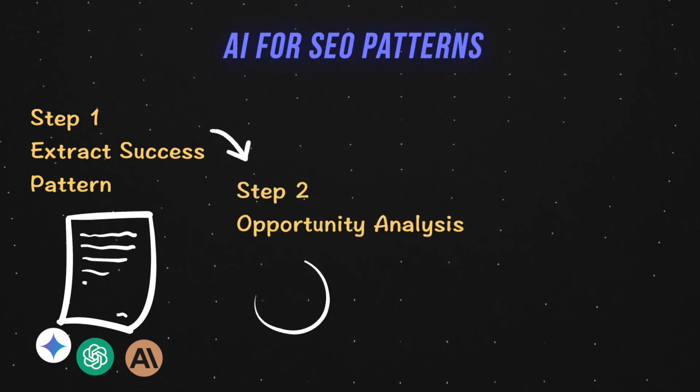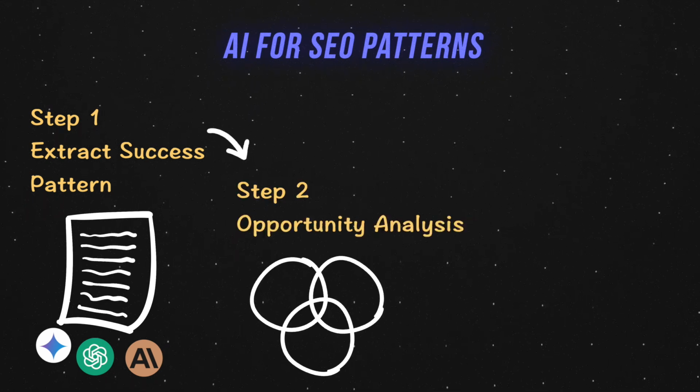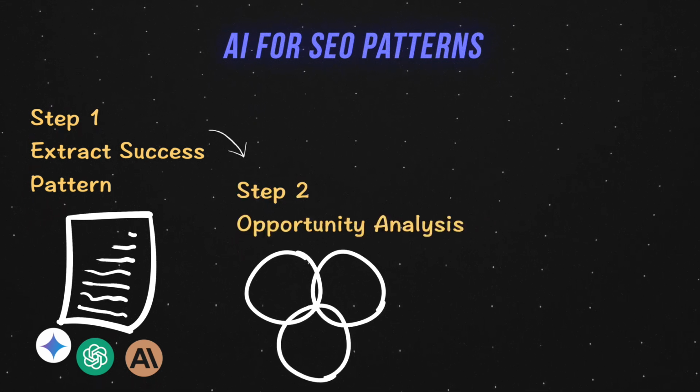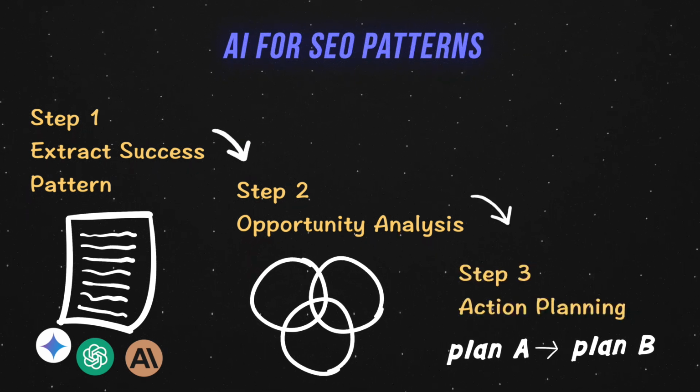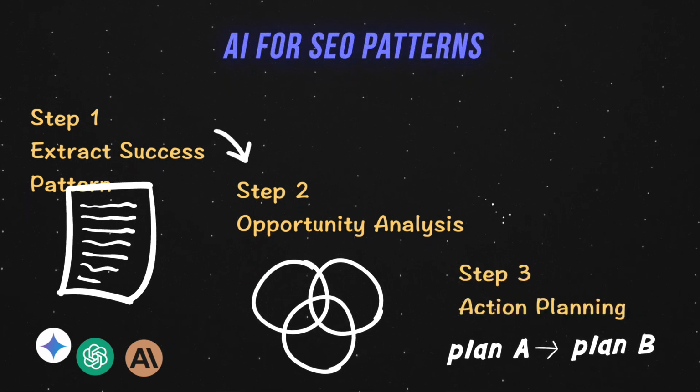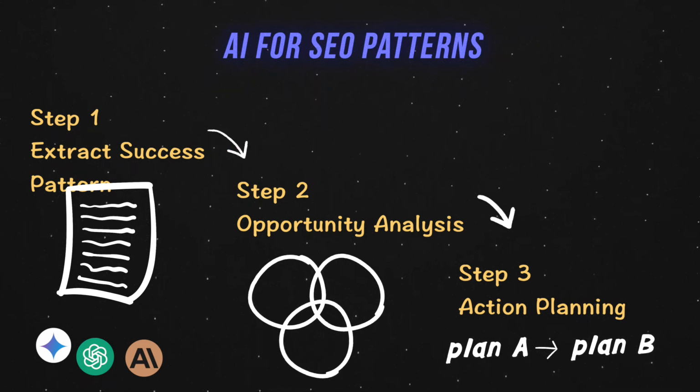And then we compare our own content against these success formulas to identify the opportunity gaps. And finally, ask AI to generate a detailed action plan based on this analysis, or to generate the optimized versions directly. And there are 5 ways you can use this approach to spot hidden SEO opportunities.